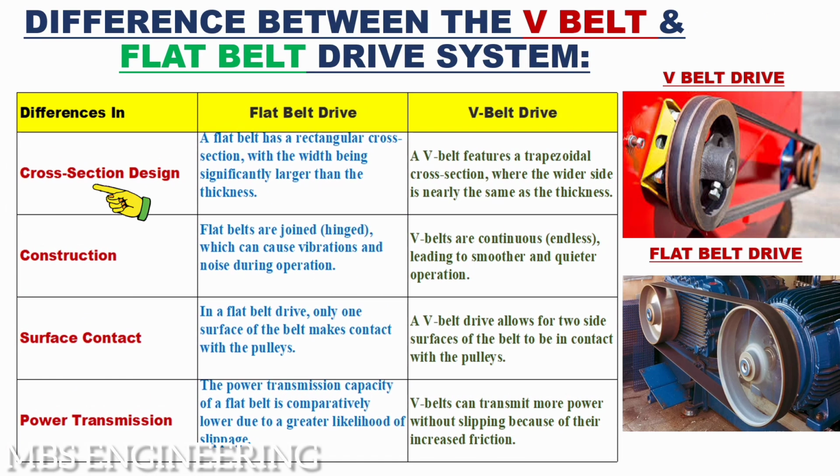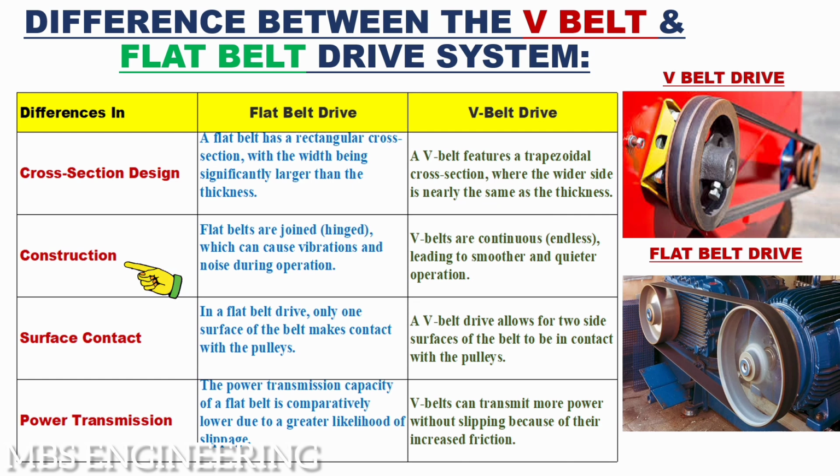The fifth difference is cross-section design. A flat belt has a rectangular cross-section, with the width being significantly larger than the thickness. A V-belt features a trapezoidal cross-section, where the wider side is nearly the same as the thickness.